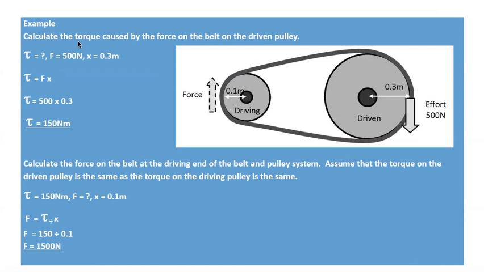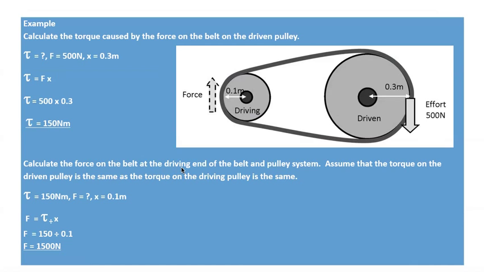Now what we asked to find there is the torque caused by the force on the belt of the pulley. So torque is force times distance. So we've got 500 newtons. We've got 0.3 meters there to the pivot point. So 500 times 0.3 gives me 150 newton meters. So that's the torque on that belt there.